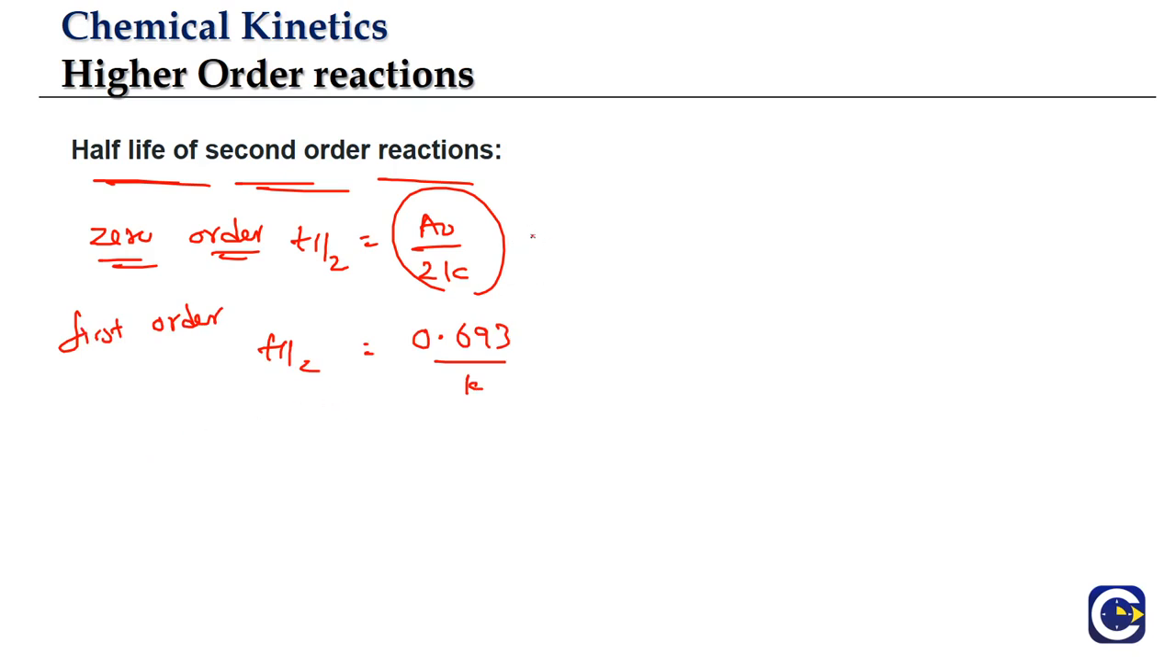And the conclusion from this is, for the zero order reaction, T half is proportional to A naught. For the first order reaction, T half is proportional to A naught power 0. So here it is A naught power 1, here it is A naught power 0. That means it is independent of A naught value. Now we are going to see what about the second order.